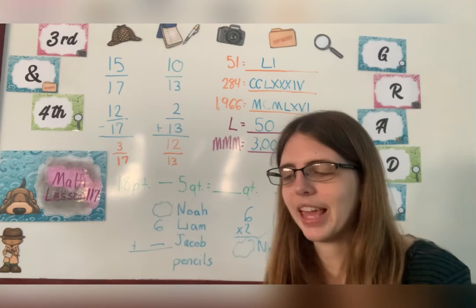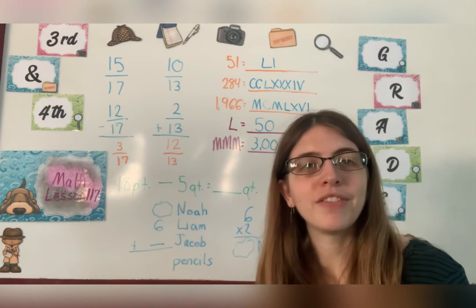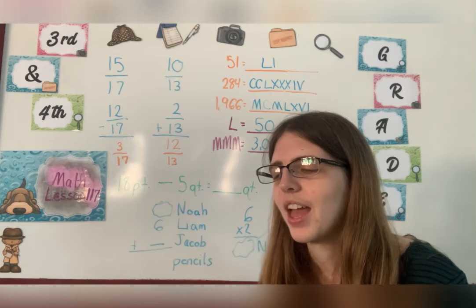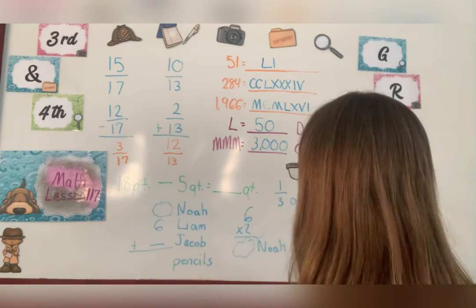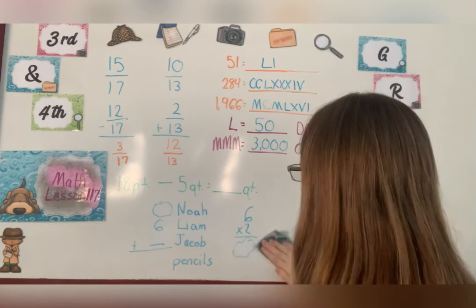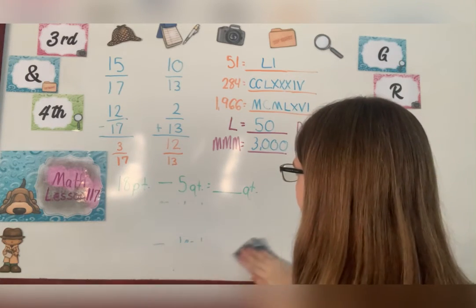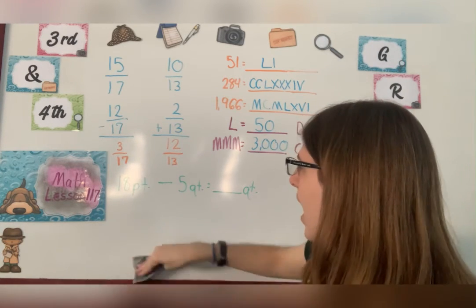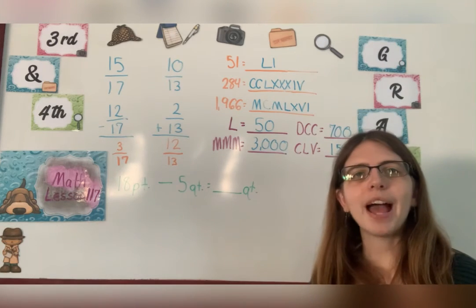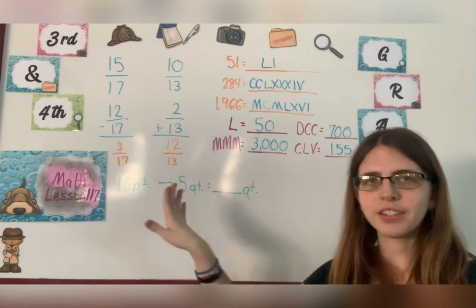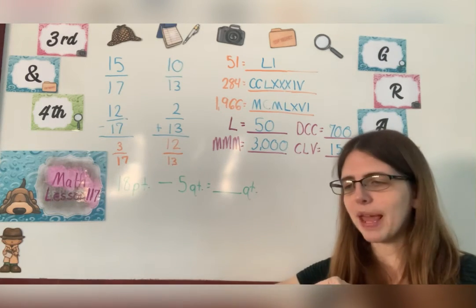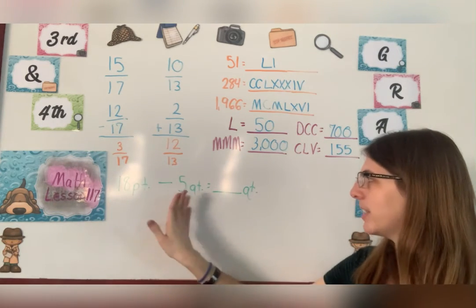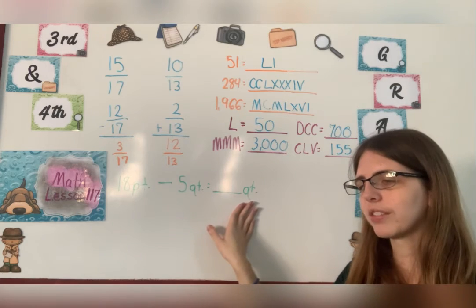Number 9, find the area. So count up the number of yellow boxes. Number 10, solve the measurement equation. Let's work on that together. Okay. I have 18 pints minus 5 quarts. Now I know it's hard to see here on the board because of that sun glare, so make sure that you're looking on your paper. 18 pints minus 5 quarts equals how many quarts?